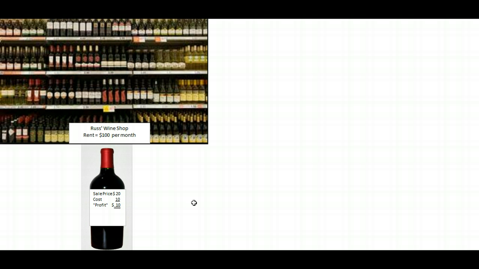If I make $10 on every bottle, how many bottles do I have to sell to break even? Hopefully you figured that out pretty quickly. I must sell 10 bottles. 10 times $10 profit per bottle gives me my $100 that I need to break even. So you just deduced the most important formula in cost volume profit analysis. Fixed costs divided by unit contribution margin gives me my break even in units. I like to remember that the fixed costs are in dollars, the unit contribution margin is in dollars, the dollar signs cancel each other out, so my answer is in units. So I need to sell 10 bottles of wine to break even.